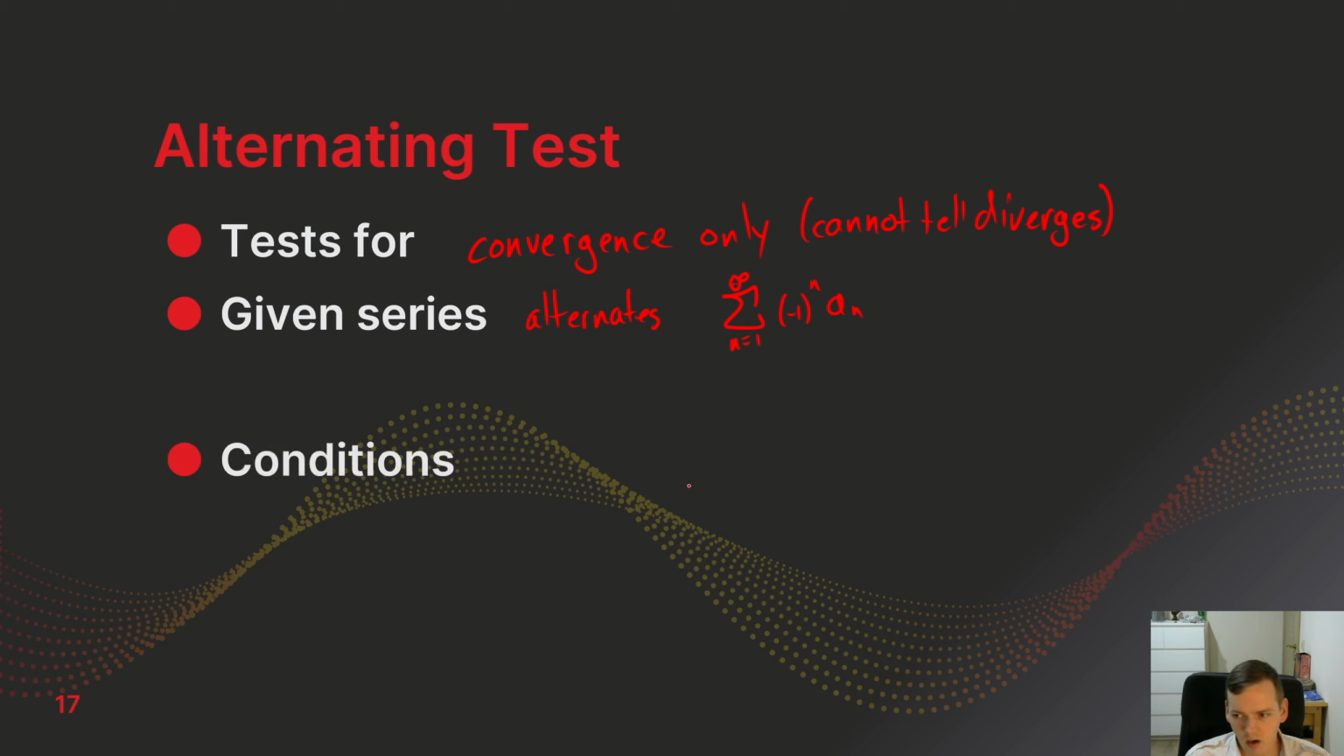So the conditions are that if the absolute value of a sub n is decreasing, and the limit as n approaches infinity of the absolute value of a sub n is equal to 0, then it converges. Again, it can only tell you if something converges. If either of these conditions aren't met, it doesn't tell you anything. But if both these conditions are met, it will tell you that it ultimately converges.